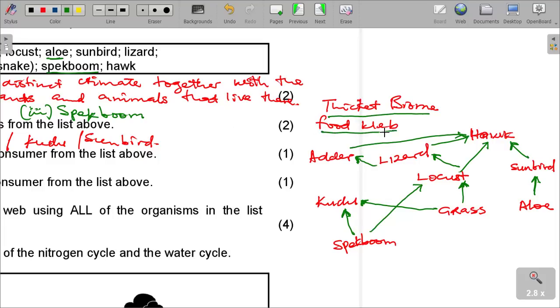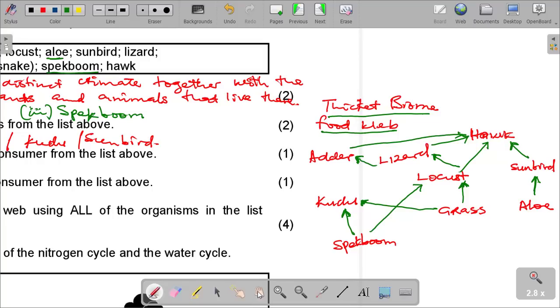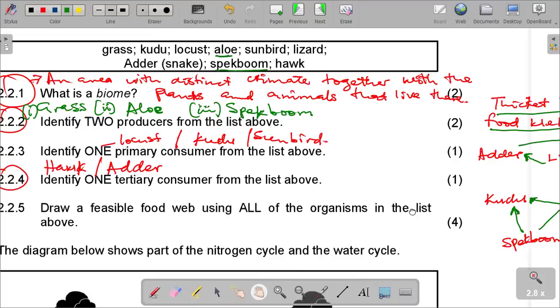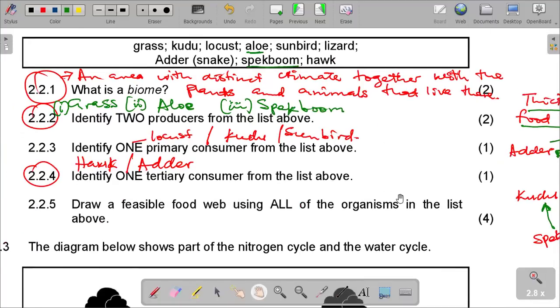So I've given the title that this is a thicket biome food web, and I've drawn the food web as you can see in there. What is expected of you is to understand that there is always an interrelation or interdependence of organisms in their ecosystem, as I've shown. Thank you so much. Let's go to the next question.